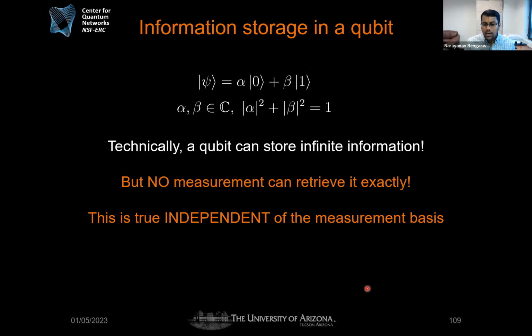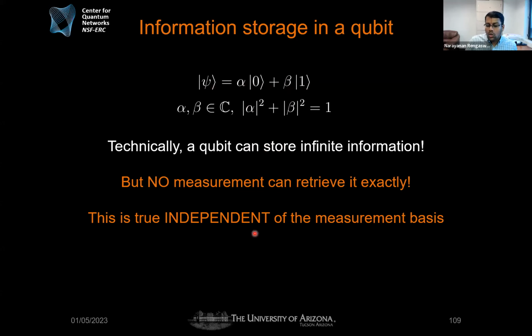Now let's take a moment to appreciate what's happening. So you had this single qubit state, and it was normalized, and we have just seen what the reason is. So technically, alpha and beta can be any complex numbers, which means they have infinite possible choices. And so a qubit can technically store an infinite amount of information, but no measurement can retrieve that exactly, because when you measure, the state is going to collapse to 0 or 1. So you cannot just read off alpha and beta just by measuring the state.